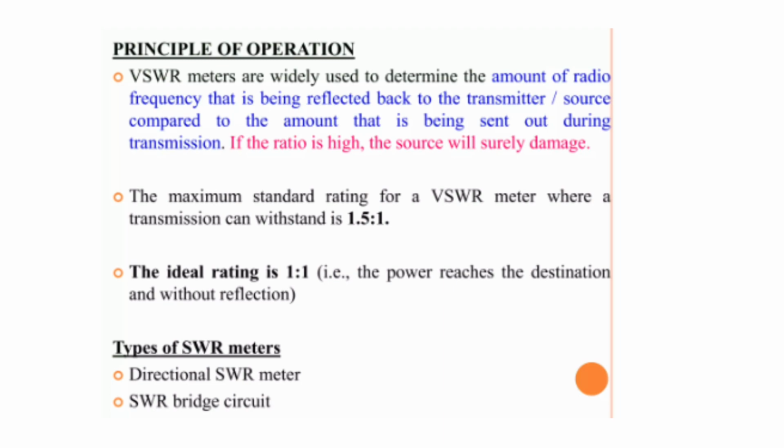It is used to determine the amount of radio frequency that is being reflected back to the transmitter or source compared to the amount that is being sent out during transmission. If the ratio is high, the source will surely be damaged. The maximum standard rating for a VSWR meter that a transmission can withstand is 1.5:1. The ideal rating is 1:1, where the power reaches the destination without reflection. The types of SWR meters are directional SWR meter and SWR bridge circuit.